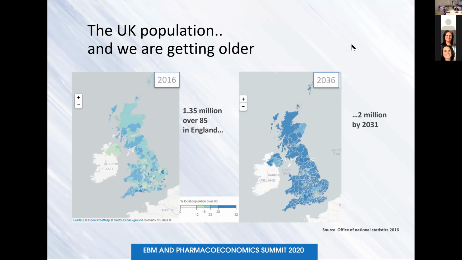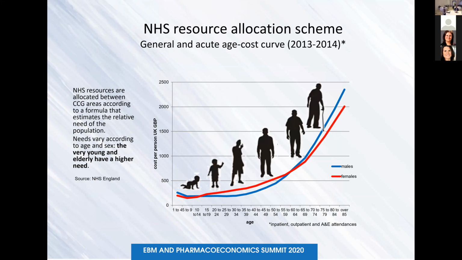from 1,035,000 over 85 years old in England, we will reach around 2 million elderly people by 2031, with obvious consequences in terms of needs of people.